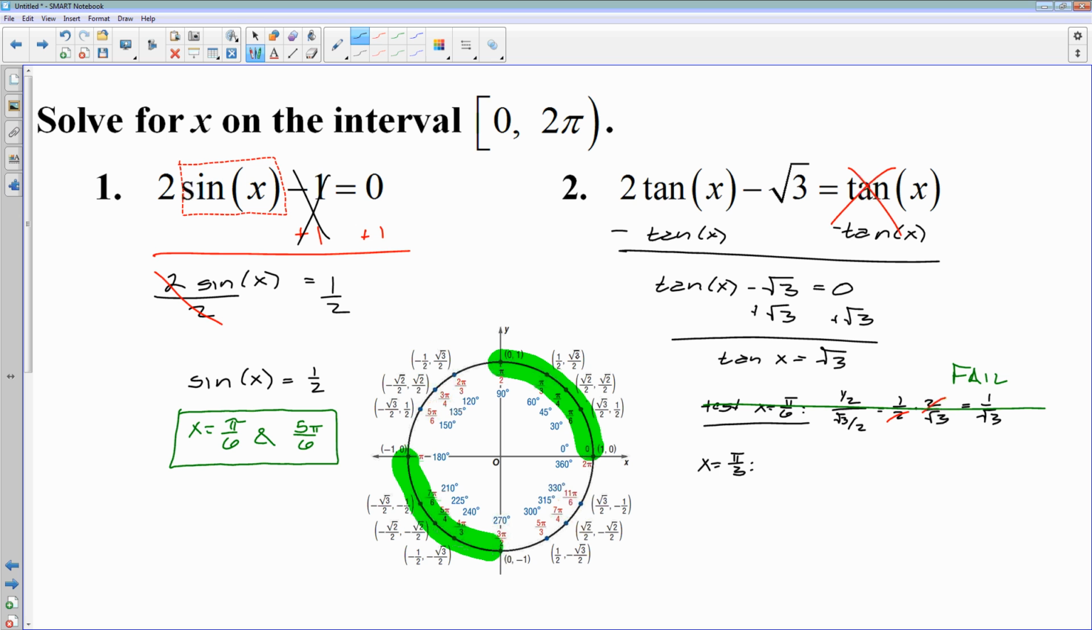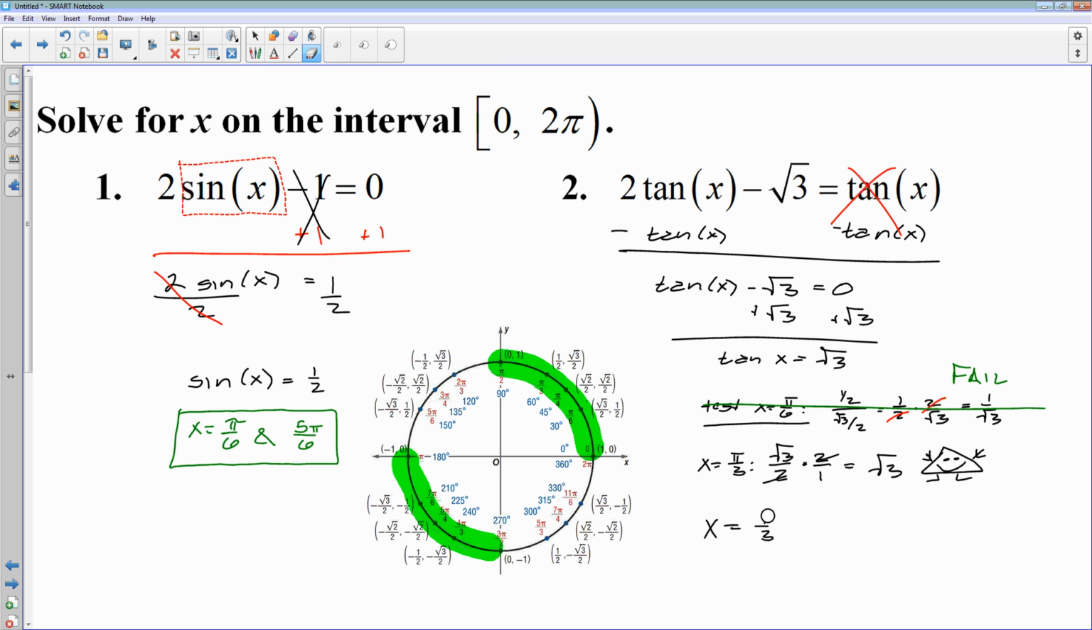If x equals pi over 3, my sine is root 3 over 2. And if I divide by cosine, I'm going to skip the first step where I write the fraction sine over cosine. I'm going to flip and multiply by 2 over 1. If you divide root 3 over 2 by 1/2, it's the same as multiplying by 2. The 2's cancel, leaving me with only root 3, and that makes me happy. So that did work. So I know one of my answers is pi over 3.